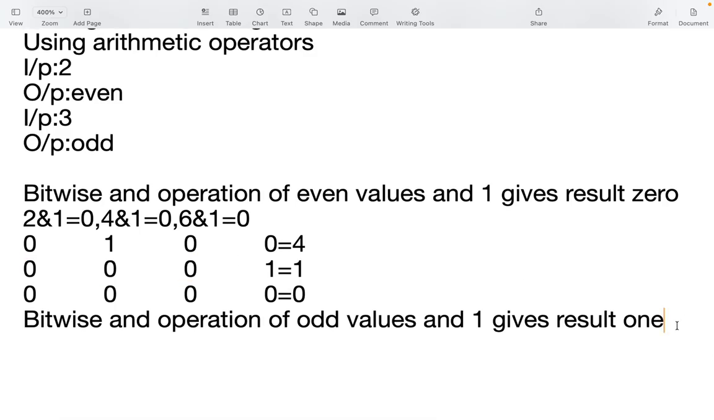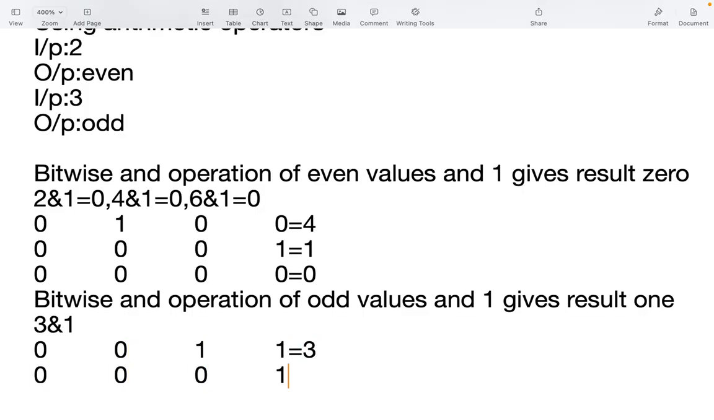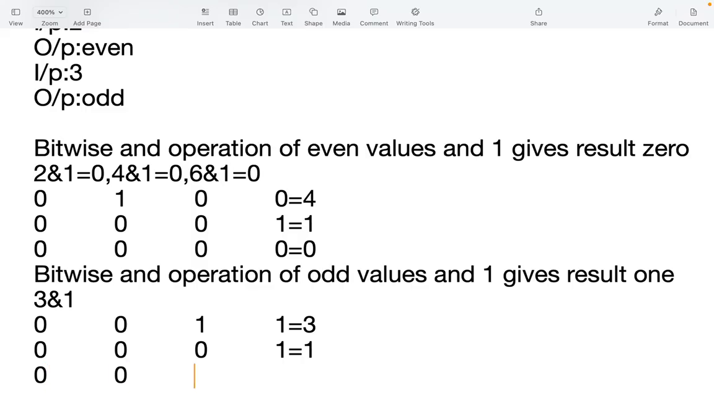Next. Let us check for odd values now. The bitwise AND operation of odd values and 1. 3 and 1. 3 in binary form is 0011 and 1 in binary form is 0001. 0 and 0 is 0, but 1 and 1 is 1. Okay, so what is the final result here? It's 1. Next, if you check 5 and 1 also, you can understand the same thing here.